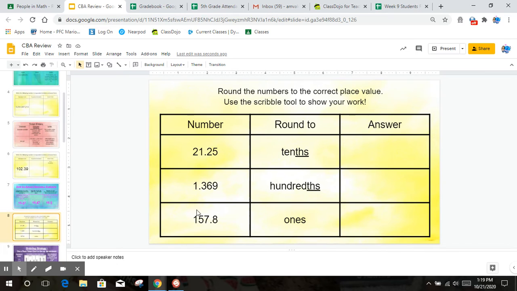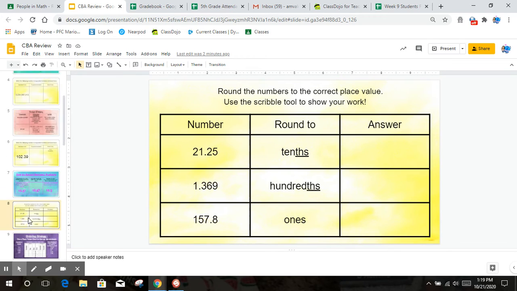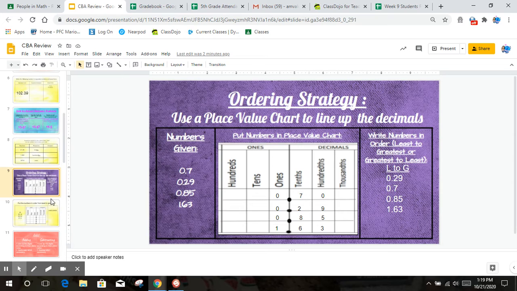You are responsible for these 3. The first one was rounded to the tenths, the hundreds, and the thousands, and you were supposed to use the scribble tool, which is up here, to show your work for these 3. And then just put your answer over here, or your new answer. Okay. Ordering strategy, or even this could also work for comparing numbers.